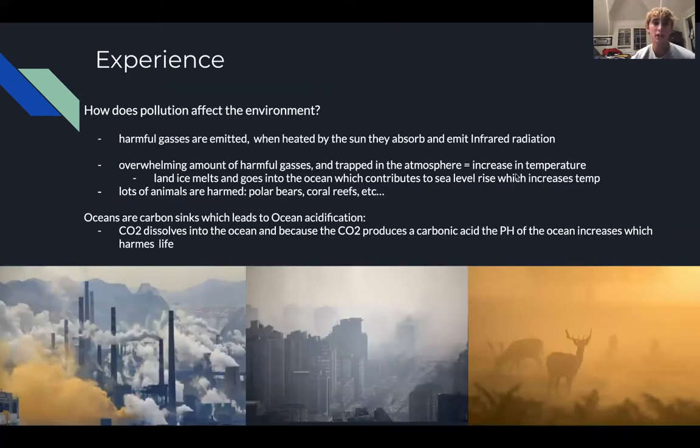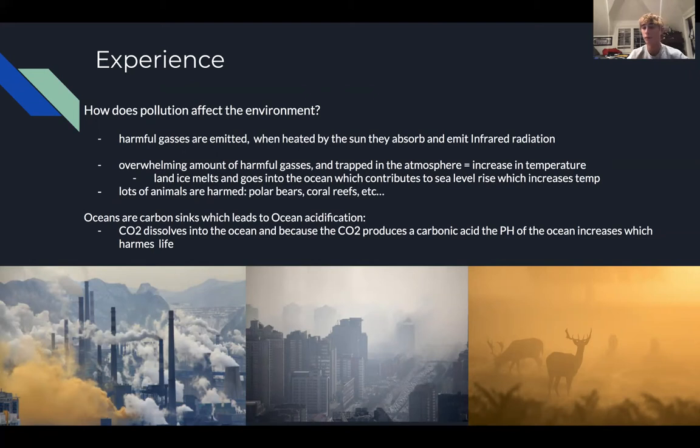All right, experience. How does pollution affect the environment? Harmful gases are emitted by these industries, and these greenhouse gases, when they're heated, absorb and emit infrared radiation. Because Earth has an atmosphere, the infrared radiation stays in, which increases the temperature, which causes global warming. That global warming leads to land ice melting, which goes into the ocean, which contributes to sea level rise, which not only increases the temperature of the ocean, which harms animals, but the level of the ocean actually goes up, which harms communities all around the world.